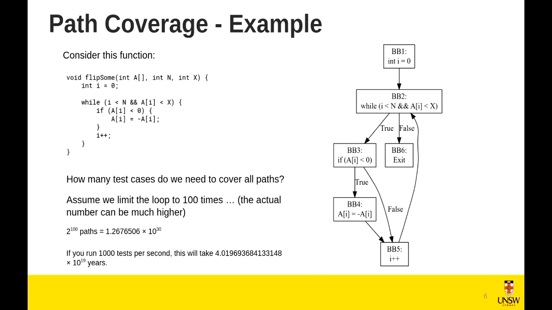Assuming we can run 1,000 tests per second, this will take this many years, which is even longer than the existence of Earth. So it is infeasible to test all the paths of a program, especially when we have loops. It's infeasible to achieve 100% path coverage.